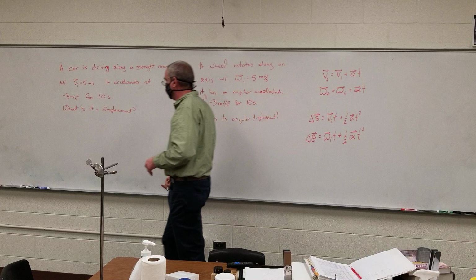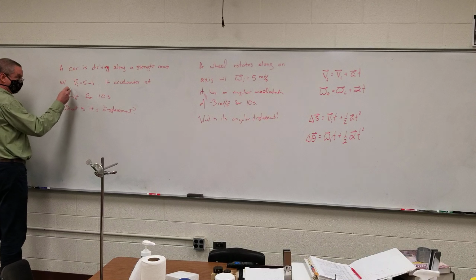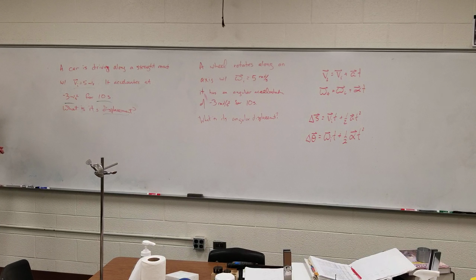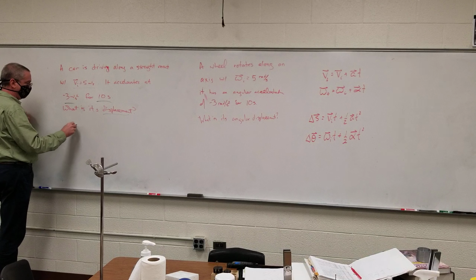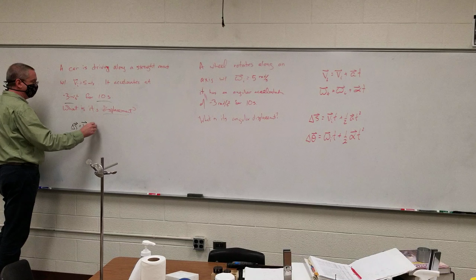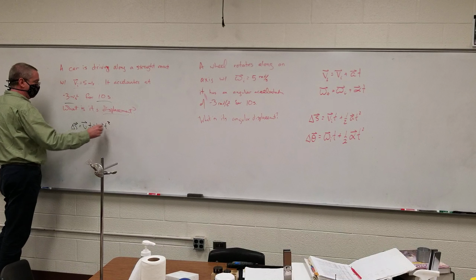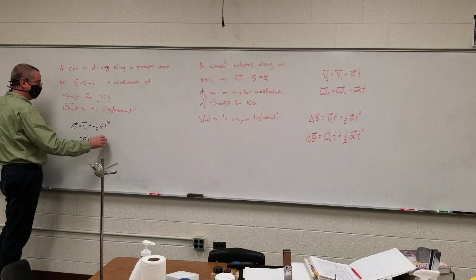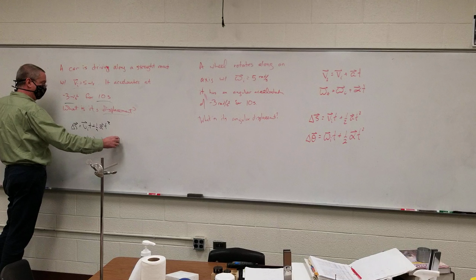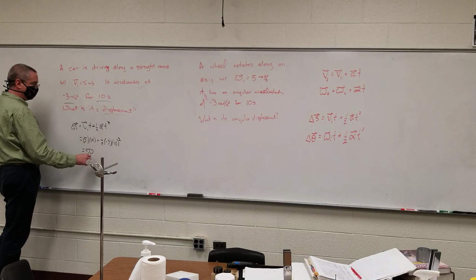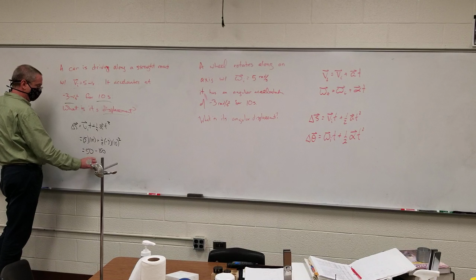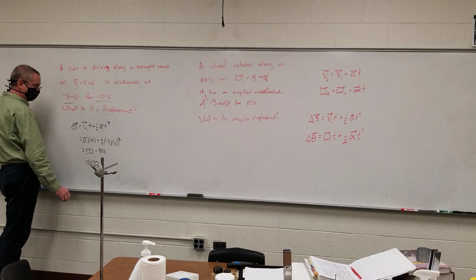Let's tackle the first one, the chapter 2 problem first. We're given initial velocity, acceleration, and time, and trying to find displacement. Which equation do we use? The displacement equals initial velocity times time plus 1/2 acceleration times time squared. And so we end up with 5 times 10 plus 1/2 negative 3 times 10 squared, which is 50 minus 150, negative 100 units. Meters.